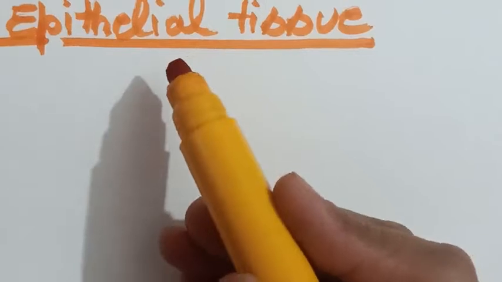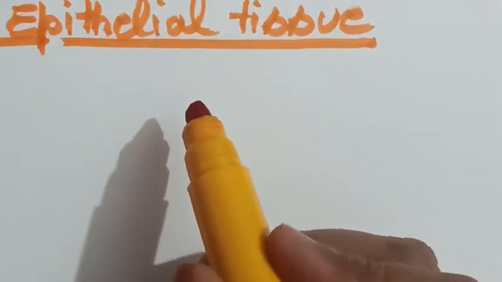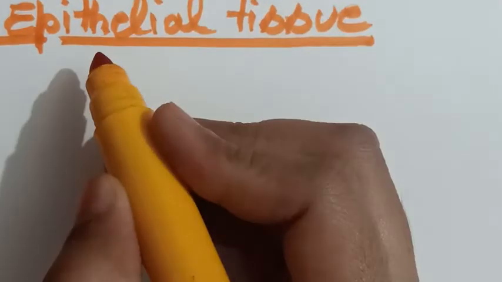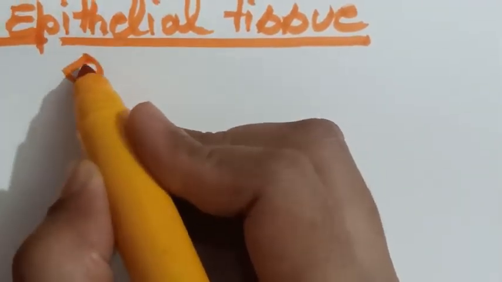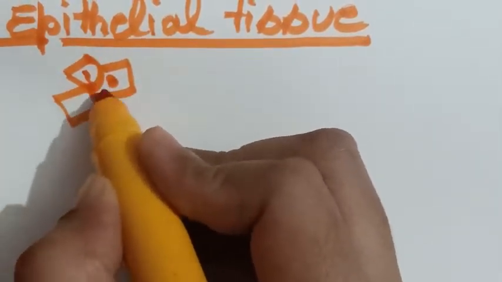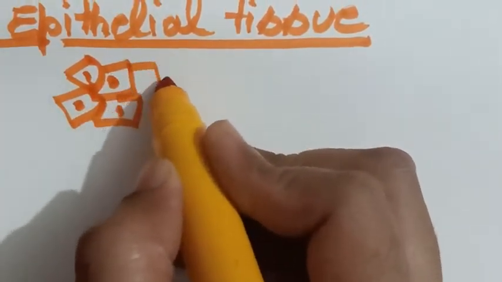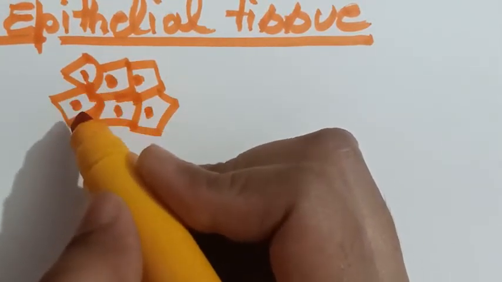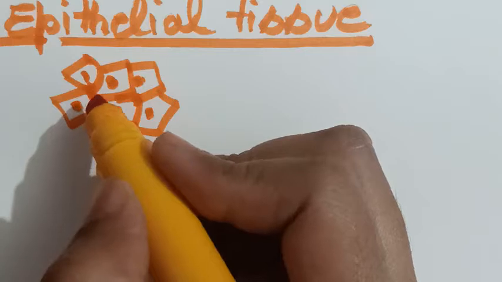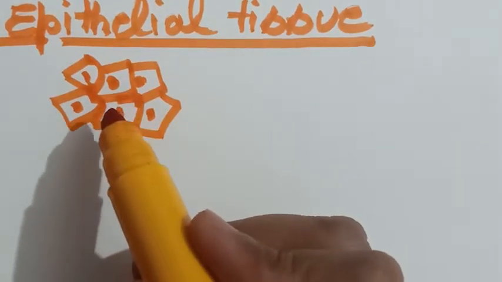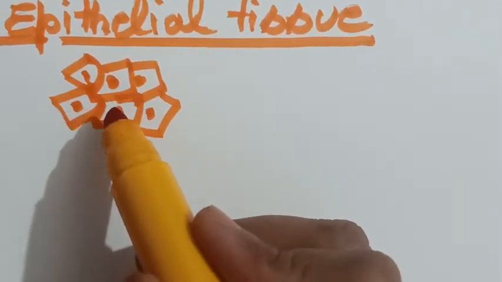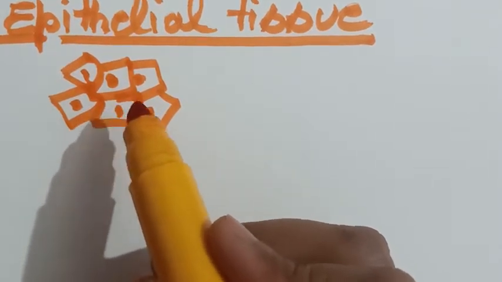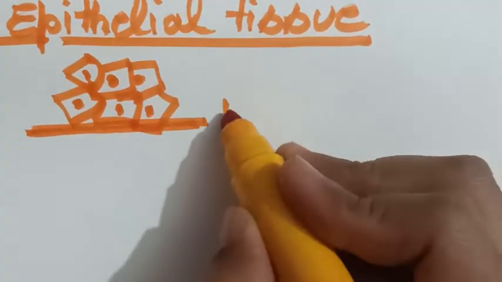So student, first one is epithelial tissue. The cells are present end to end without or with negligible intercellular spaces, means the cells are connected with each other and do not have any intercellular space. The space between two cells is known as intercellular spaces, and epithelial tissues are lacking intercellular spaces. They always rest upon a non-cellular, non-living gelatinous layer, and that layer is known as basement membrane.